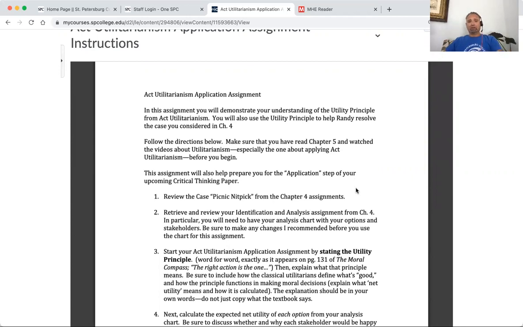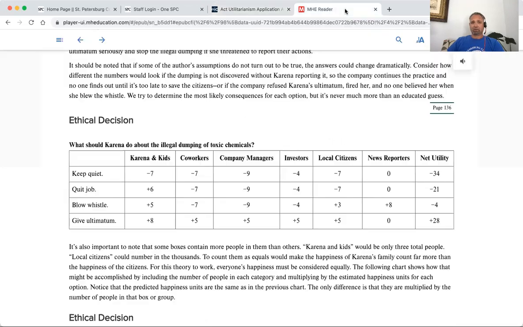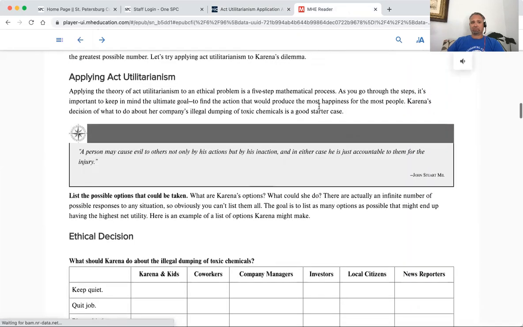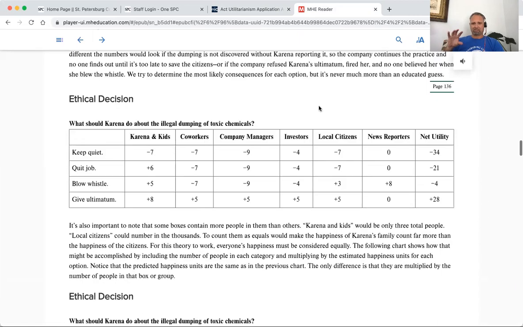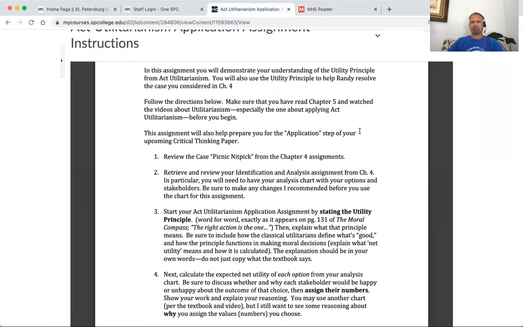So again, be sure that you've read the chapter and watched the videos about utilitarianism, and it's probably a really good idea to watch the video on applying ACT Utilitarianism. And if you want to focus in a little bit more specifically on the section in the textbook, look from pages 134, where it says applying ACT Utilitarianism, through page 137 for some suggestions about how to set things up. Okay, so there's your little pro tip as far as that's concerned. But make sure that you've watched that video and read the chapter first.